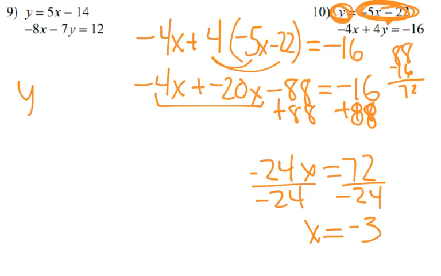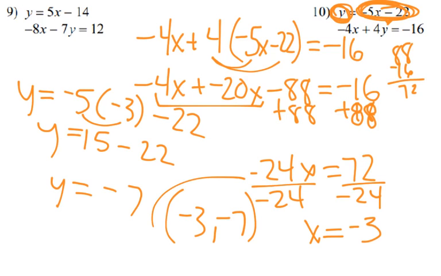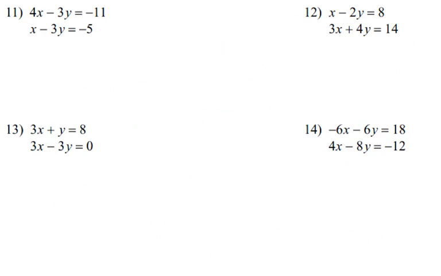Then we take that original equation and we say we now know that x is negative 3. And it doesn't matter which equation you plug the x back into. Positive 15 minus 22. So y equals negative 7. So our answer, negative 3, negative 7. That's where they intersect. So that's how we use substitution. Okay, some more problems. Just keep working through it.